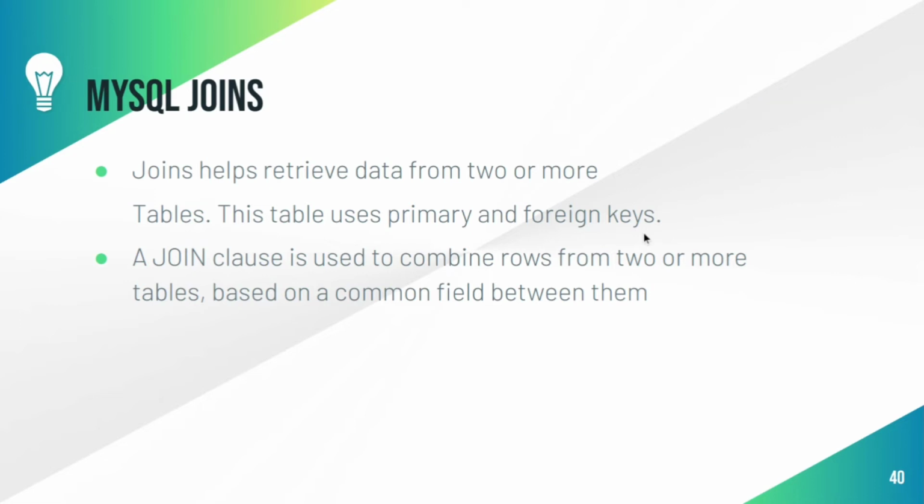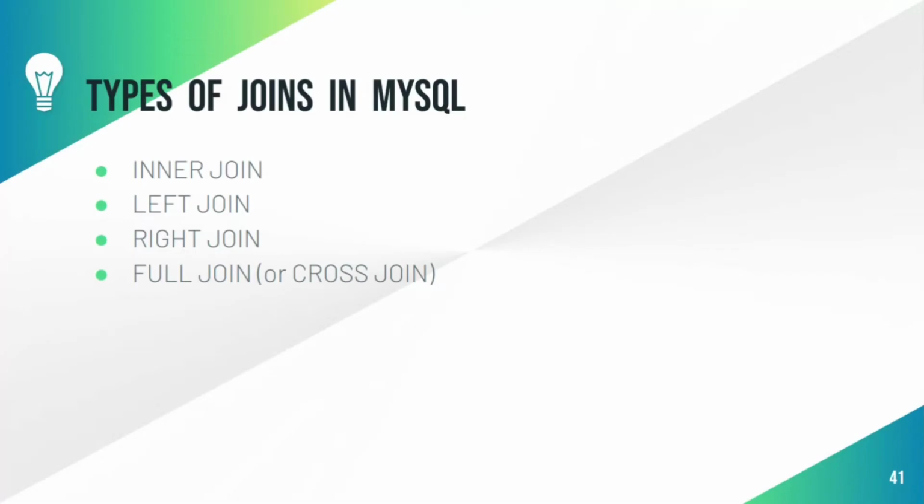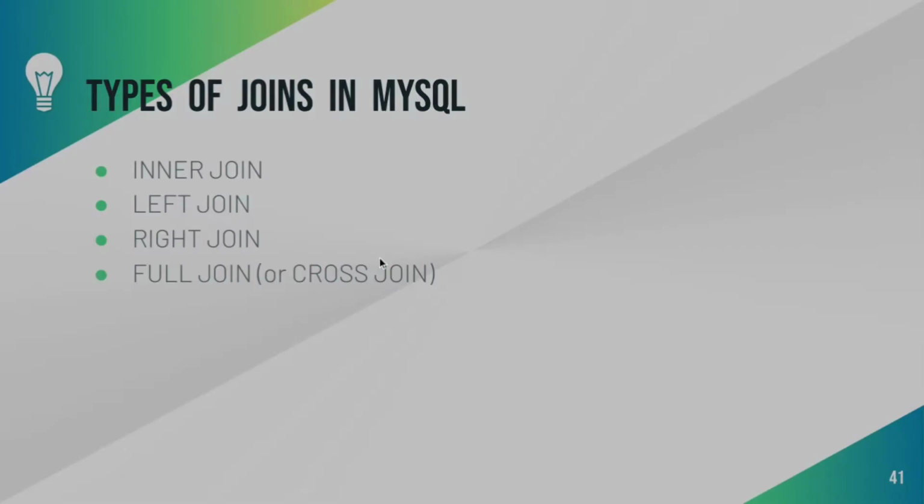Okay. So let's see what the types of MySQL joins are. This is a very important topic, note it down. These are the types: inner join, left join, right join, full join or cross join. Okay, so let's talk about inner join.